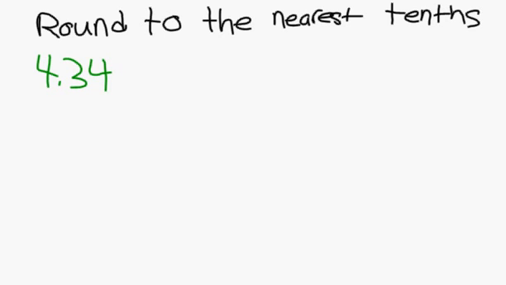Underline the place value you want. That number will go up or stay. Look at the number to the right. If it is five or more, the underlined number goes up. If it is less than five, it stays the same. Then chop off all numbers to the right of the underlined number. Underline the 3. Look at the 4. The 4 says leave the 3 and chop off the rest. And our answer is 4.3.